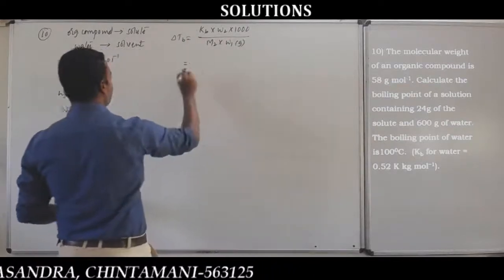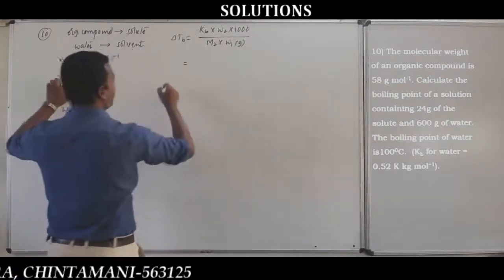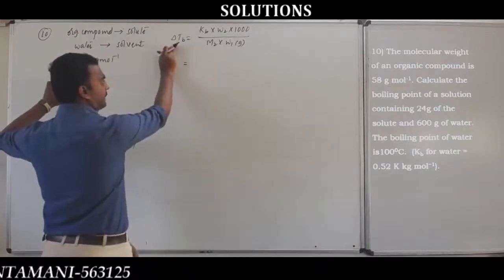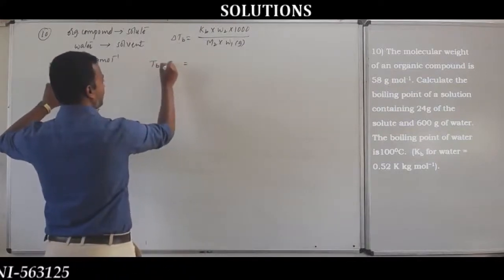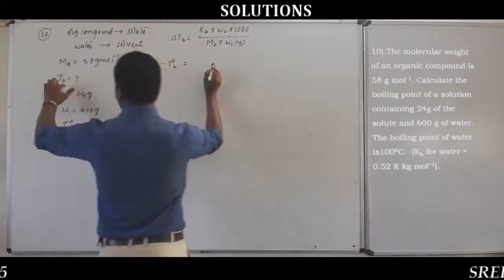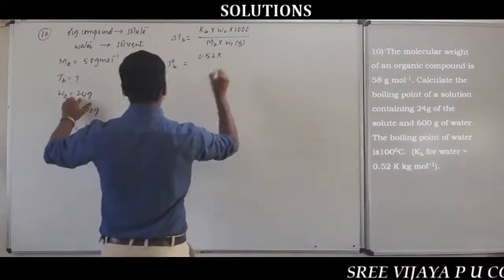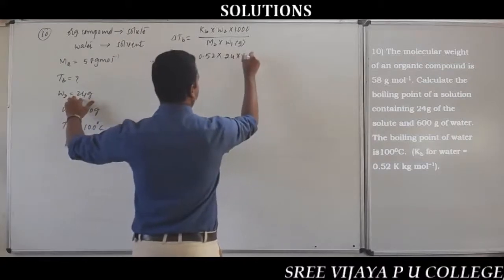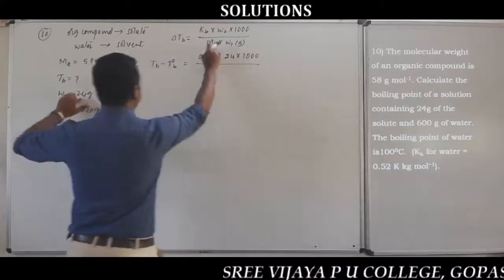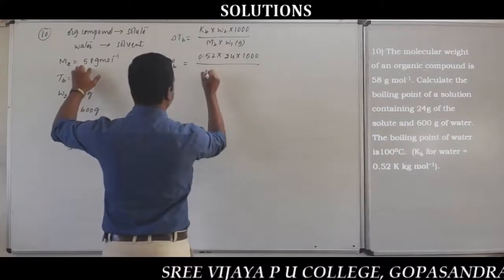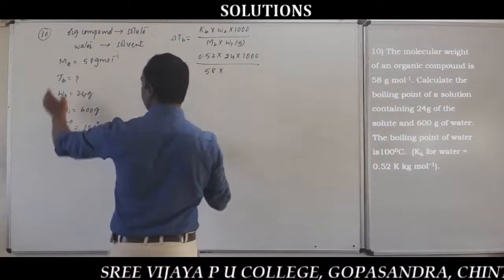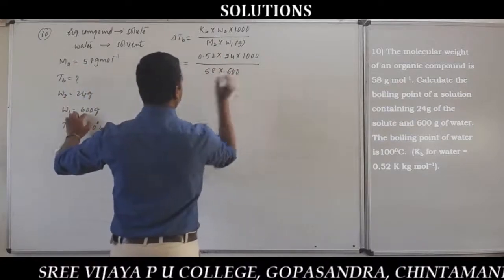Here our intention is to calculate Tb. Delta Tb is Tb minus T0b. The Kb value is given, 0.52. What is W2? W2 is 24 gram into 1000 divided by M2. The molar mass of the solute is given, that is 58 gram per mole. W1 is given, that is 600 gram of water.